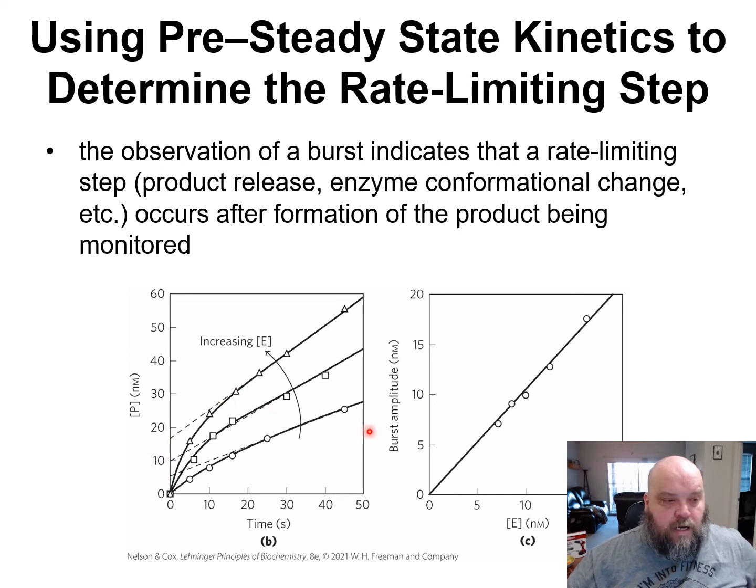And we're going to sit there and try to calculate out what's the rate limiting. At what point are we saturating? At what point have we hit everything we can? The observation of a burst indicates that a rate limiting step, product release, enzyme conformational changing back to its free state, occurs after formation of the product being monitored. So we go and we look and we can calculate from this and we can figure out just how this works.